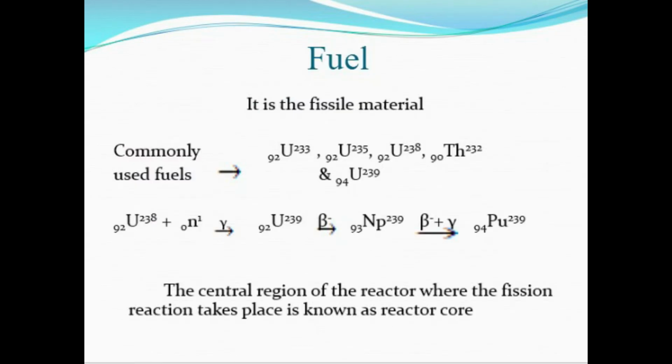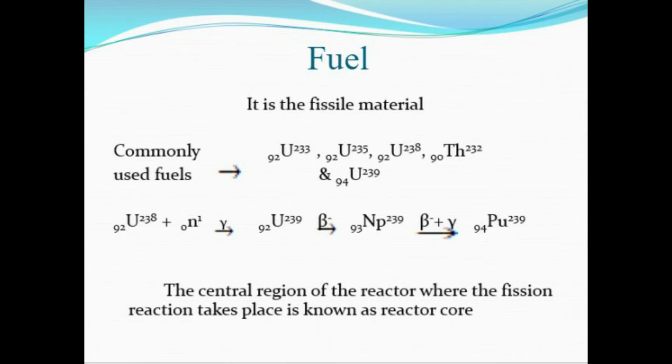First element of nuclear reactor is fuel. The fissile material used in the reactor is called fuel. Commonly used fuels are uranium isotopes, uranium-233, uranium-235, uranium-238, thorium-232 and plutonium-239. Plutonium is a much better fuel in comparison to uranium and thorium because the fission chain reaction can be produced in plutonium both by fast and slow neutrons.